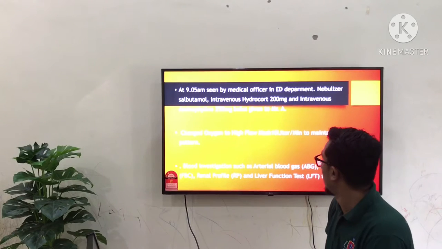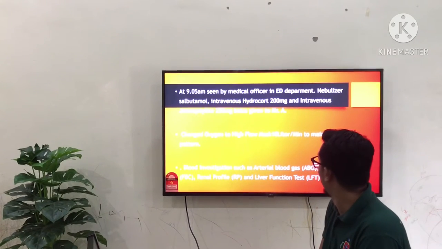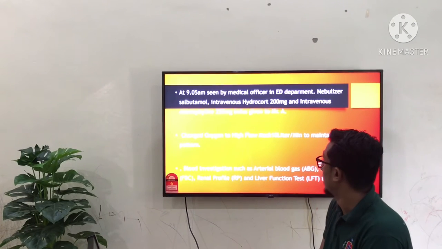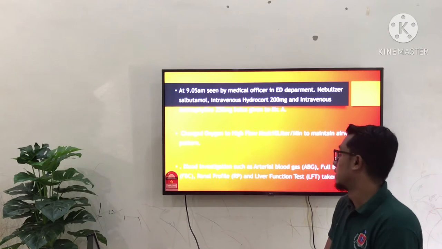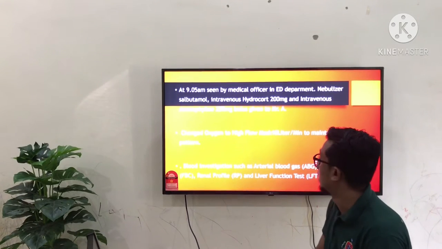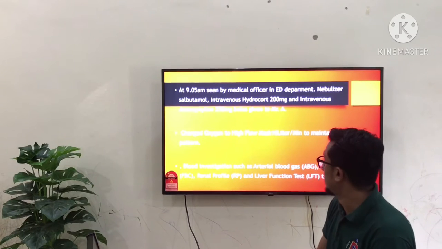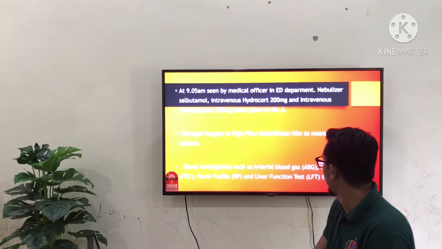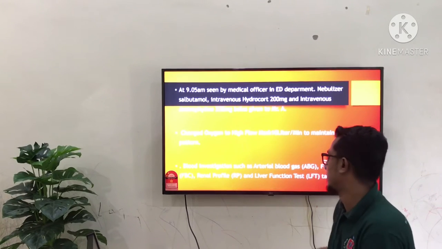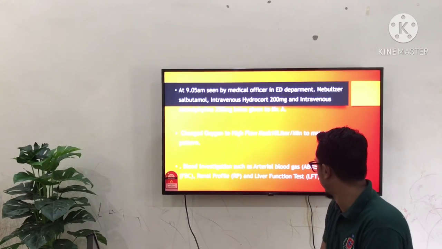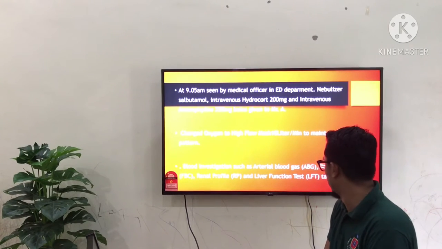At 9:05 AM, seen by medical officer in ED department. Nebulizer salbutamol, intravenous hydrocortisone 200 mg and intravenous amoxicillin. Okay, dah start medication lah dekat red zone, ED department. Change to oxygen high flow mask, 10 liters per minute to maintain airway patency. And then blood investigations such as arterial blood gases, ABG, full blood count, renal profile and liver function test were taken.